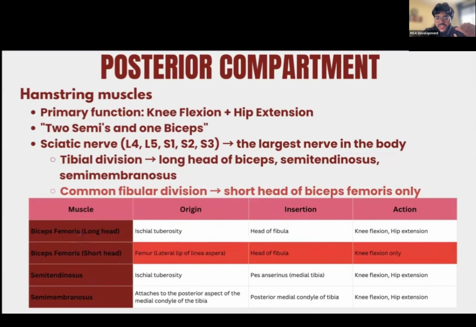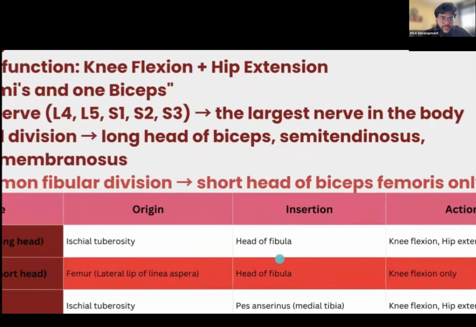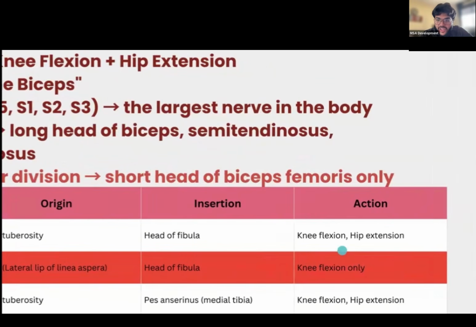So you have the semitendinosus and the semimembranosus, and then you have the biceps. The biceps is technically one muscle, but you have the long head and short head, which you guys want to keep in mind. So let's talk about each of them. Your biceps femoris, the long head comes from the ischial tuberosity, inserts into the fibula, and its action is knee flexion and hip extension.